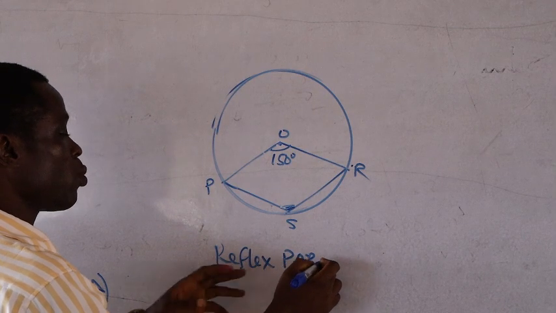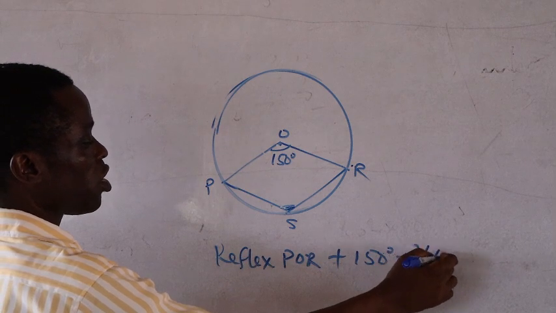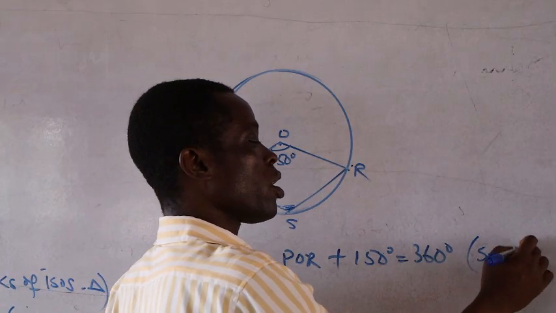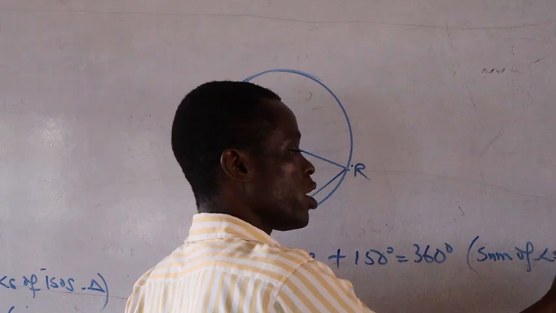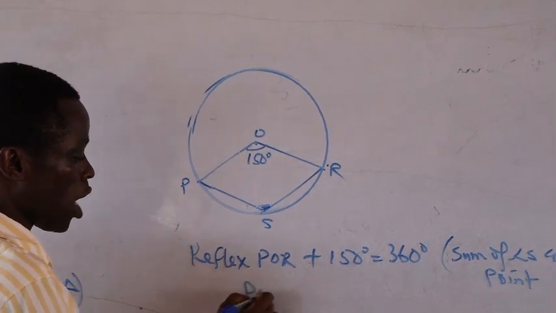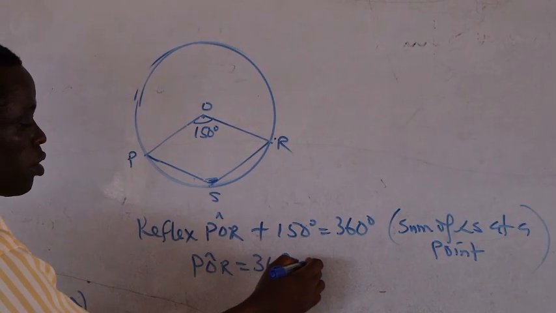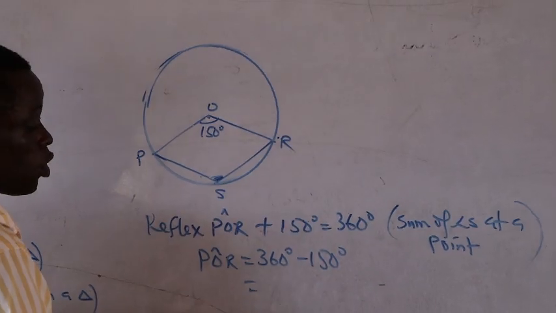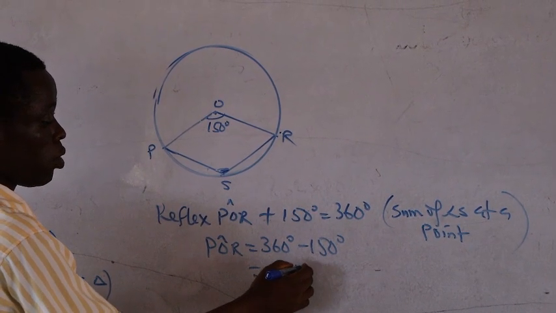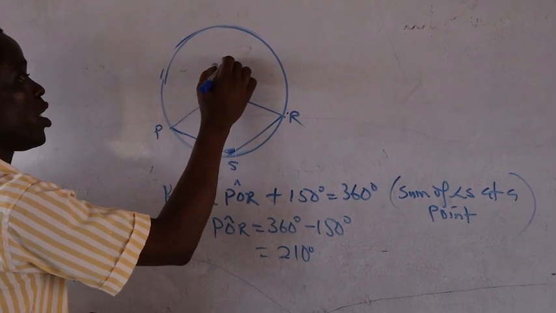Reflex POR plus 150 equals 360, and the reason is sum of angles at a point. Now reflex POR is equal to 360 degrees minus 150 degrees, and what do we have? 210. So this angle here is 210 degrees.